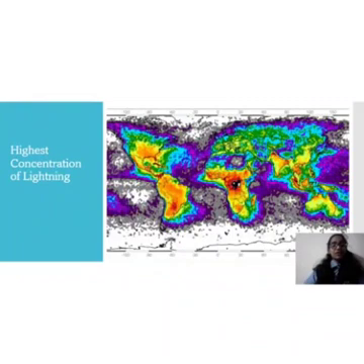Where is the highest concentration of lightning? The greatest concentrations of lightning are found in Central Africa, the Himalayas, and South America. Venezuela's Lake Maracaibo earned a place in the Guinness Book of World Records for highest concentration of lightning, with 250 lightning flashes per square kilometer each year.